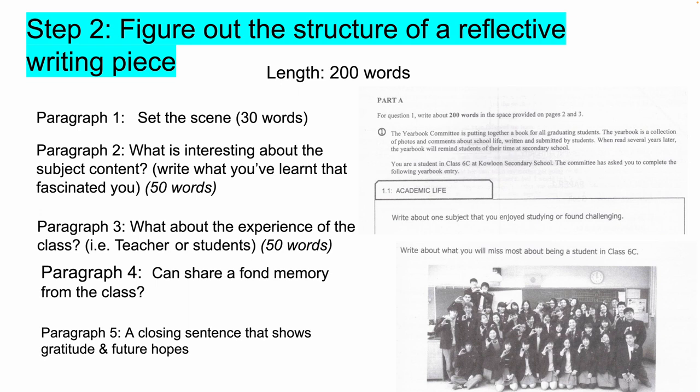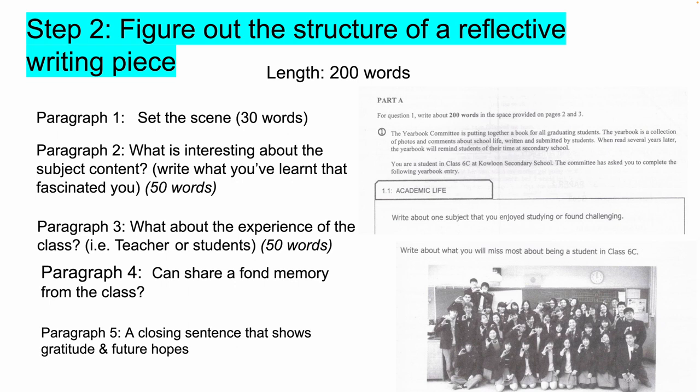Step 2 is now to figure out a structure. You can do this in a mind map form like a word bubble, or you can break it down into paragraphs. This is what I think you should do. Paragraph 1, because it's reflective writing, you can treat it kind of like story writing. So set the scene. I'll explain what that means a little bit later.